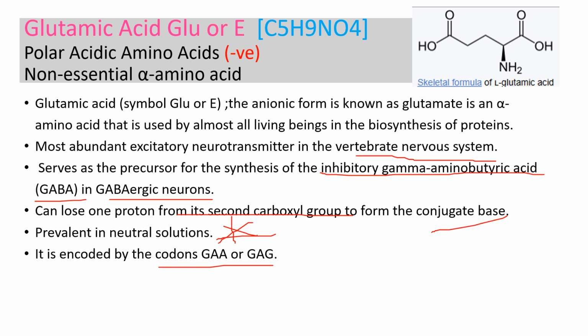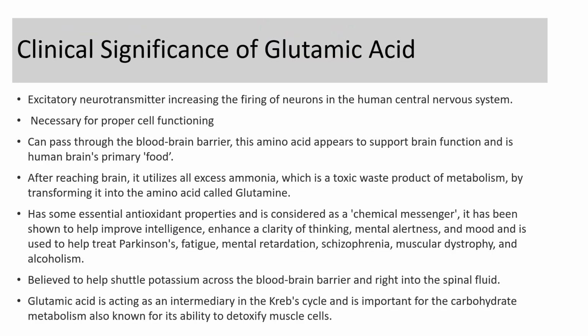So remember, it is an excitatory neurotransmitter in the vertebrate nervous system, and it's the most abundant. Remember that it is a precursor for the synthesis of GABA in GABAergic neurons. It can lose one proton from its second carboxyl group to form a conjugate base. Very important. Prevalent in neutral solution, GAA or GAG.